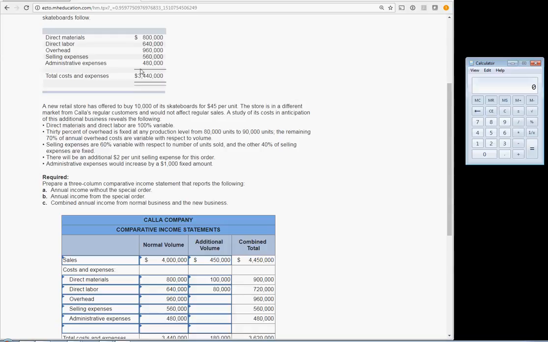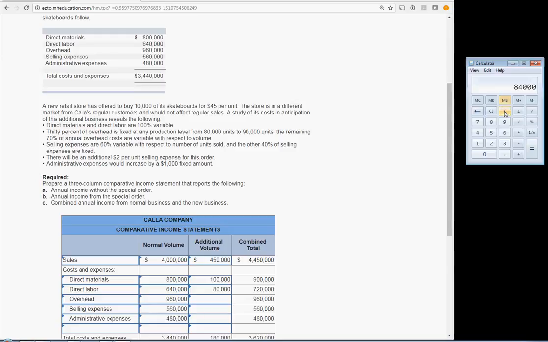Well, that's a trick, right? So I've got to take 70% of this number first. 960,000 times 0.7 is 672,000. So the variable piece at 80,000 units is 672,000. So now I divide that by 80,000 to get my variable unit rate of $8.40. I take the $8.40 now times my 10,000 unit order to come up to $84,000 overhead.